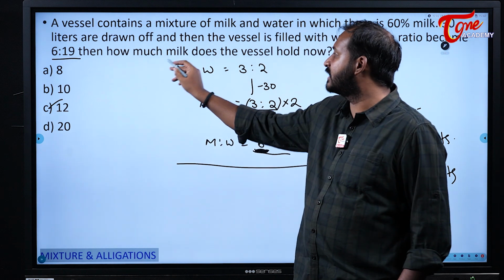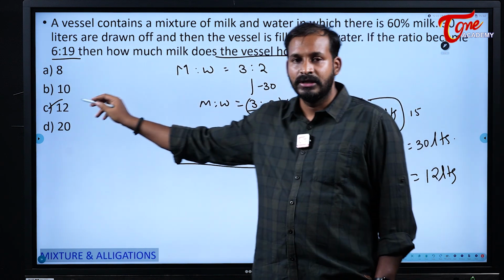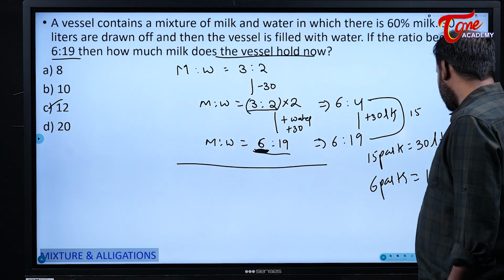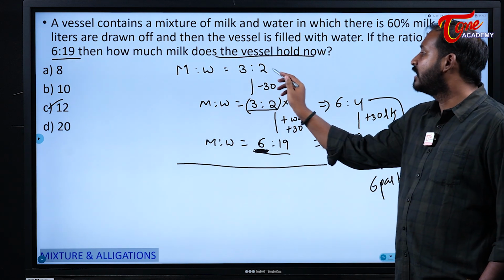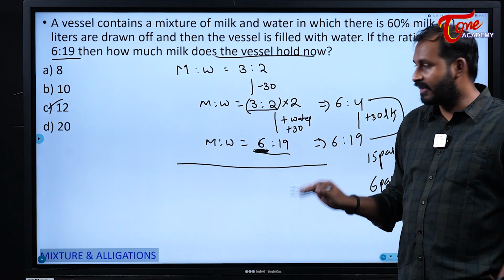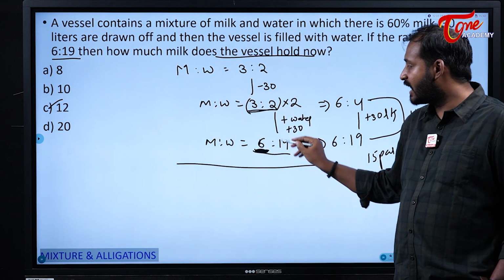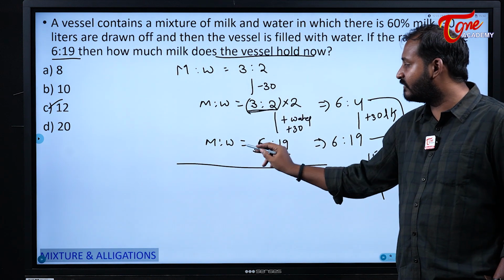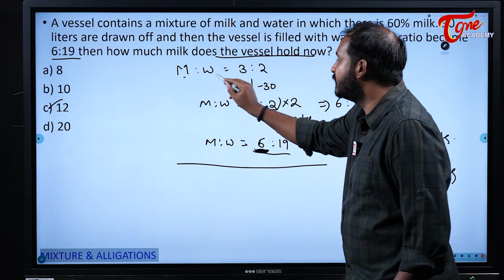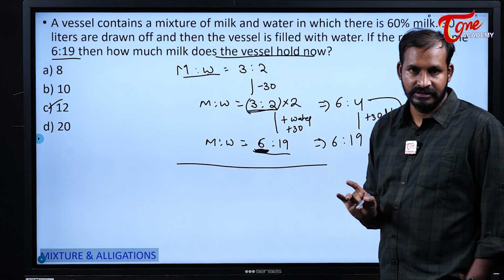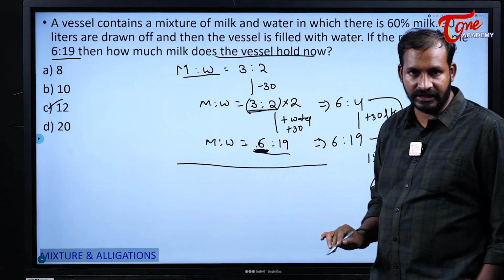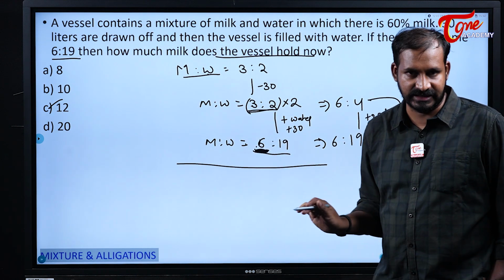Because they asked how much milk does the vessel hold now? The vessel is holding 12 liters of milk. Understood? After taking out 30 liters, the ratio will not change. It remains the same. And to this, we are adding 30 liters, so there will be no change in the milk portion. But from here to here, the milk quantity will change. Remember this one. From here to here, there is no change in the milk quantity. It is the same in both cases.